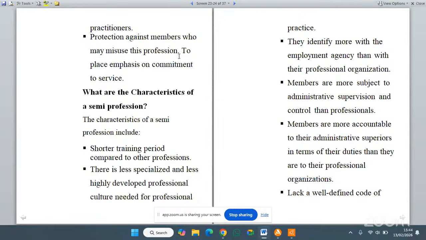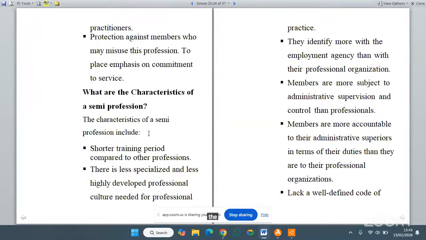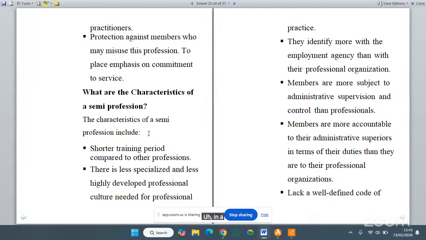So related to the profession, there is another concept called semi-profession. I want to look at characteristics of a semi-profession. The characteristics of a semi-profession include a shorter training period compared to other professions. In a semi-profession, the training is shorter than real professions.